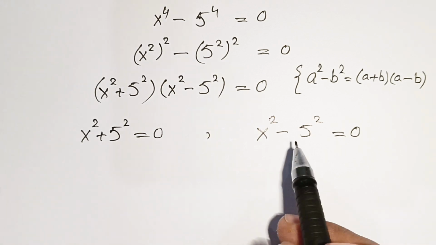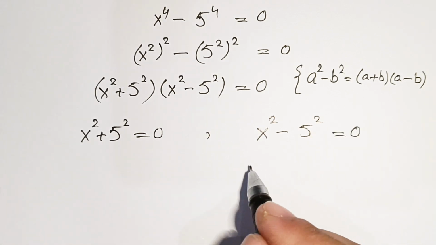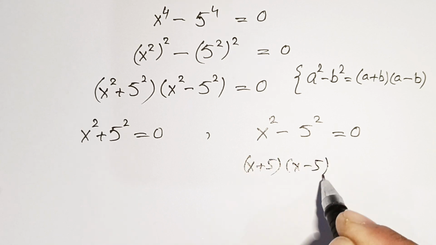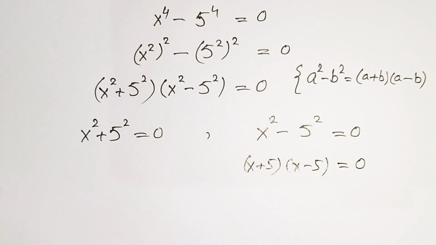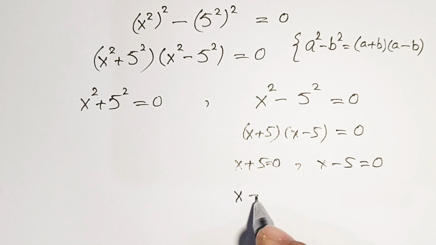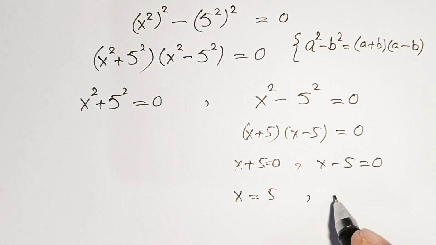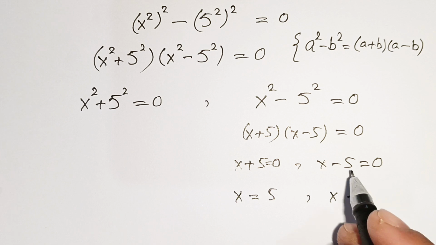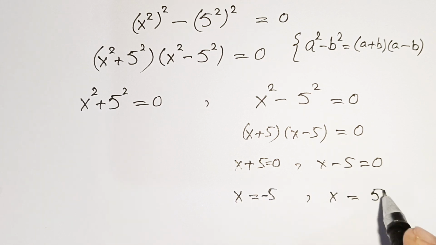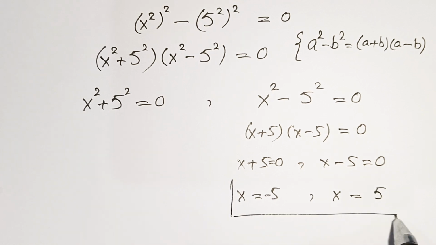Now from this one we are going to use again this law. So we get x plus 5 times x minus 5 is equal to 0. Now here we have x plus 5 is equal to 0 and x minus 5 is equal to 0. So the value of x is equal to 5, and here the value of x is equal to, this plus 5 will be minus 5 and minus 5 will be plus 5. So here we have two values of x.